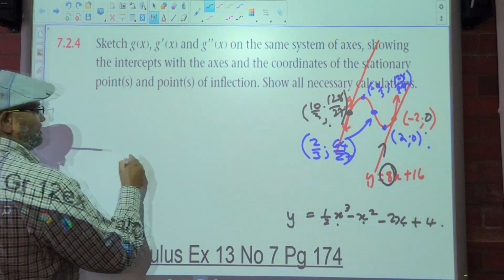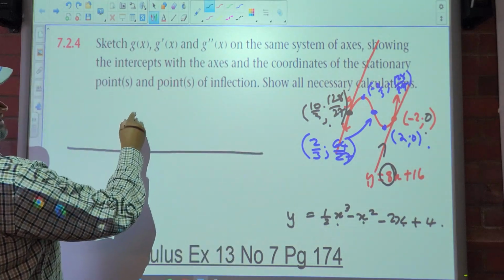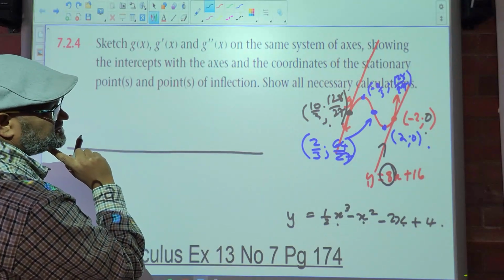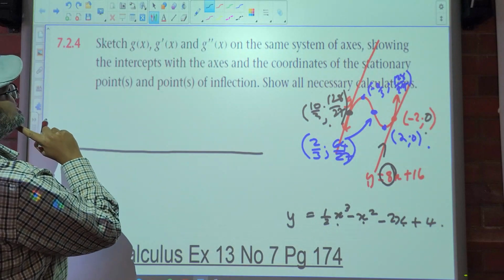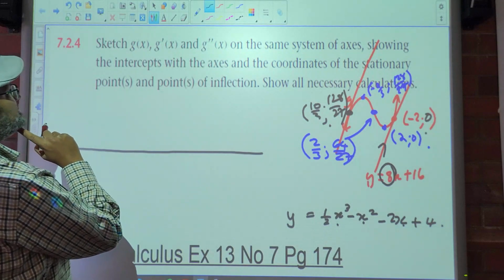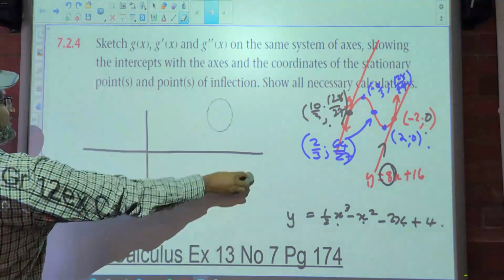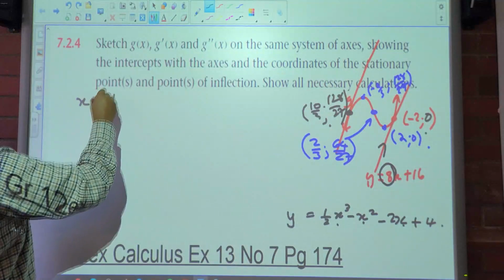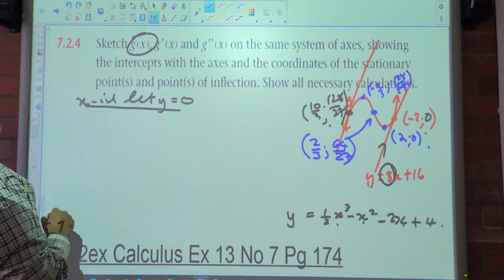So we have a lot of information in this graph already. We have the turning points, so we must still work out the x-intercept. How do you calculate the x-intercept? Let y equal 0. I'm drawing this graph first.